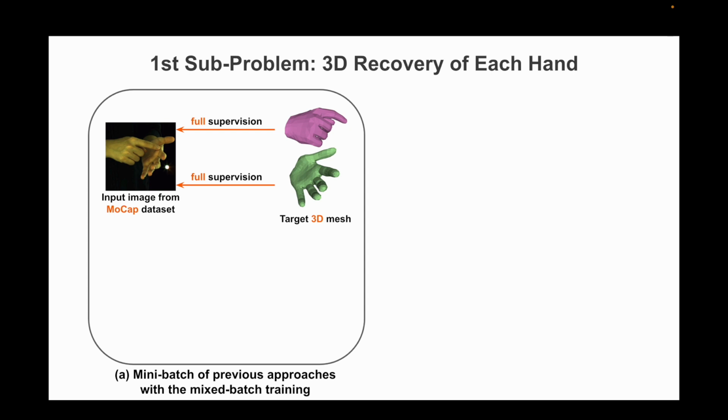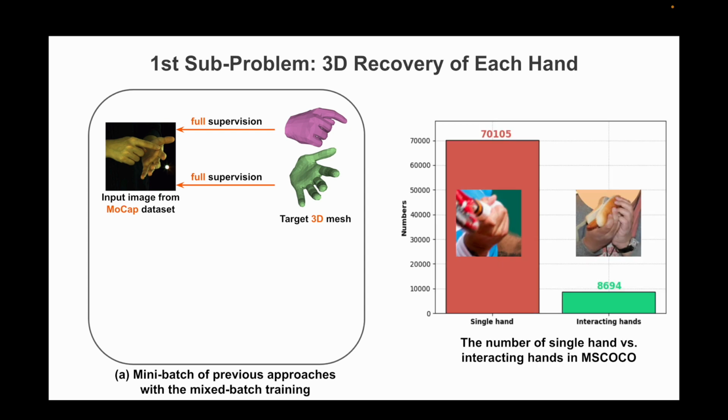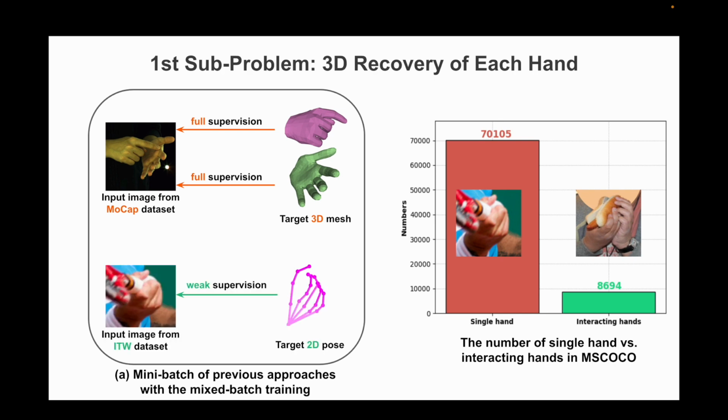Collecting and annotating two-hand interacting data from InterWild environments is not trivial even for the 2D data case, due to self-similarity and severe occlusions between hands. This makes existing InterWild datasets mostly contain single-hand data and a small number of interacting hand data, as shown in the right figure. Therefore, most of the input samples from InterWild datasets will be single-hand ones, not two-hand ones.